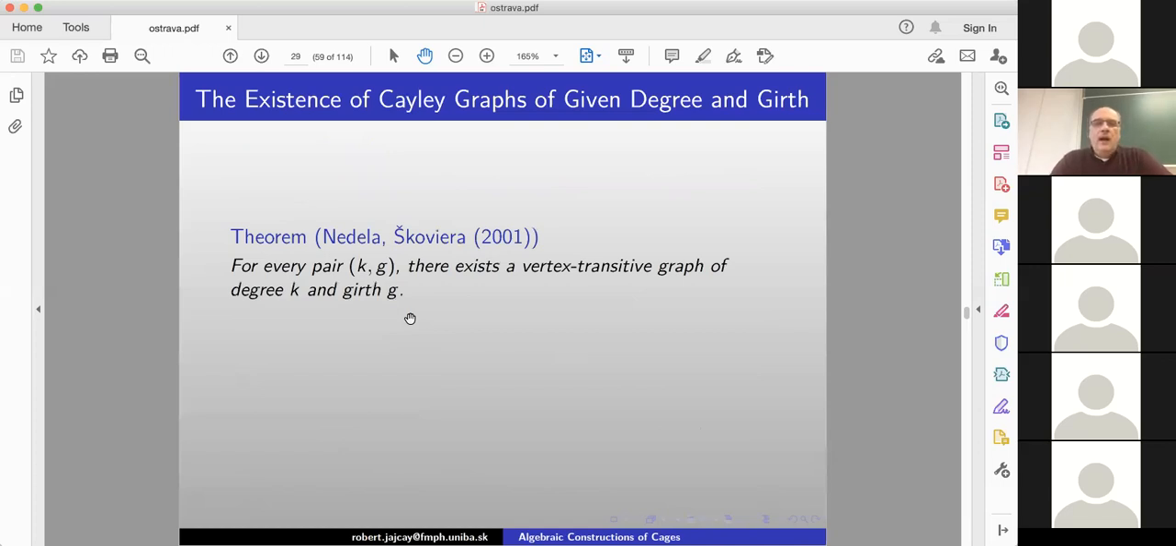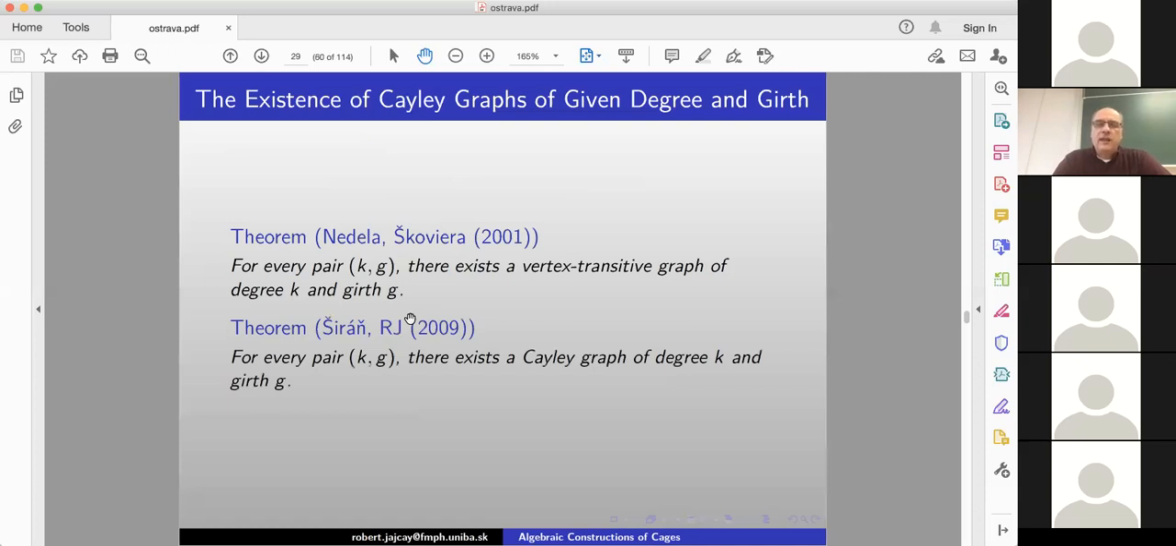Okay, in terms of vertex transitive graphs, let me remind you that that's a larger class. So it was first proven by Nedela and Škoviera in 2001 as a byproduct of some other nice theory they developed, that you do have a vertex transitive graph for every degree k and every girth g. So this answered the question for vertex transitive, still didn't answer the question for Cayley, but we finally managed with Jozef Širáň to prove in 2009 that for every pair k, g, there exists a Cayley graph of degree k and girth g. In fact, infinitely many.